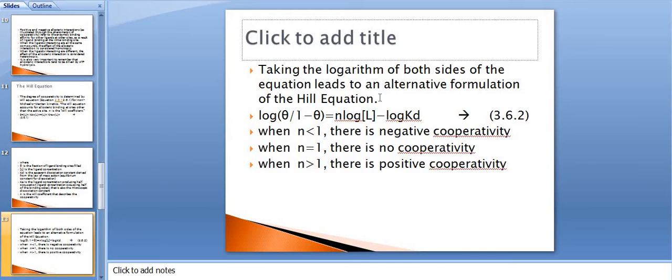Where n is less than 1, there is negative cooperativity; when n equals 1, there is no cooperativity; when n is greater than 1, there is positive cooperativity.